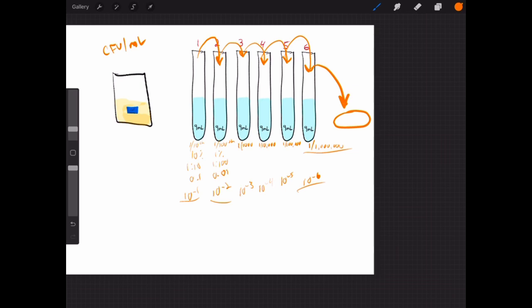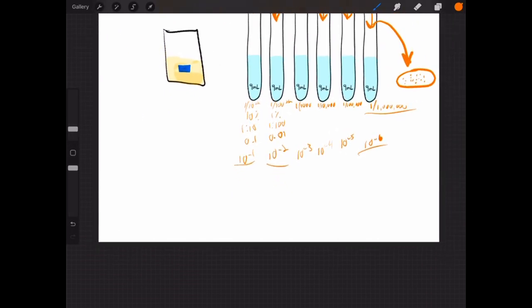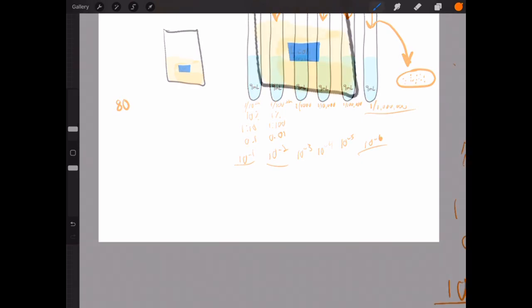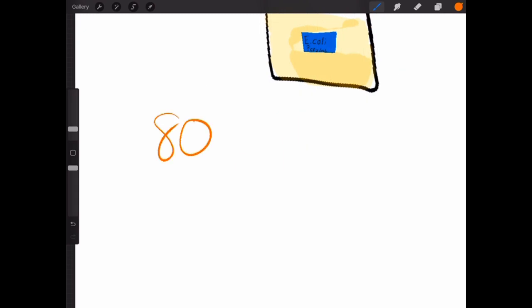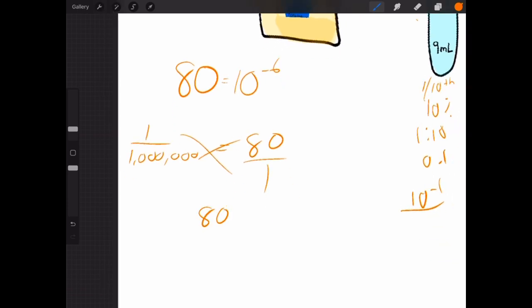So we incubated this for a while, and then we counted it up, and we got, keep it simple, we're going to say there's 80. Back over here, we know we have 80 colonies that were counted in the 10 to the negative 6 dilution. We know that 10 to the negative 6 is 1/1,000,000th. It's equal to 80. And another way to write 80 is 80 over 1. Now we have a simple problem to solve. 80 times 1,000,000 is 80 million.